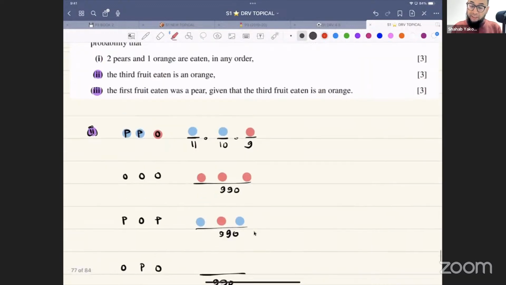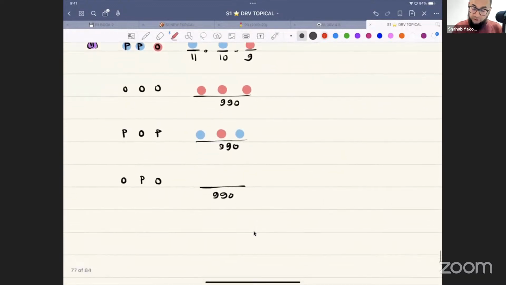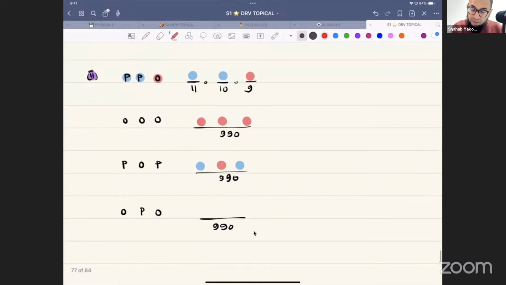No. The third fruit eaten is an orange. So this is PPO. Let me just correct myself. The color helped me out. So this is POO. And the last one is OPO. So therefore, the orange color is there. And what is the last one? That is OPO. So that's a full circle. And then there is this thing at the middle.